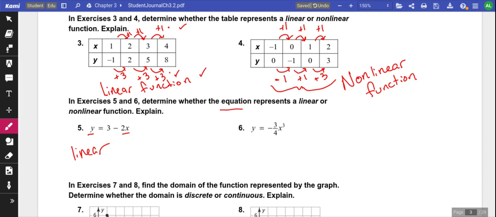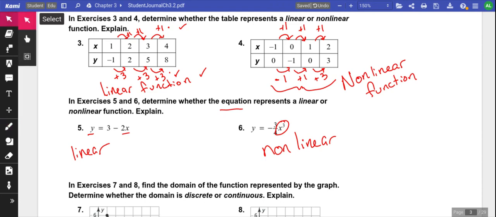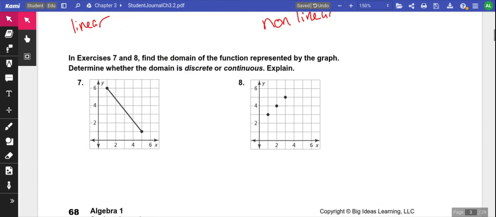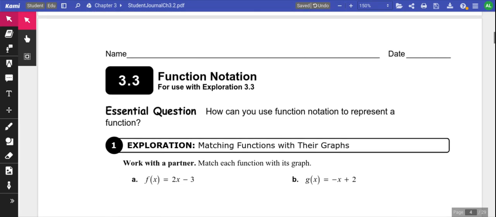Okay, and over here for number 6, y is equal to -3/4 x cubed. That exponent tells me right away that should be an alarm. That is a non-linear function. When you get those exponents, you get graphs that look curved, not just a straight line. I'm not too worried about the discrete continuous stuff.